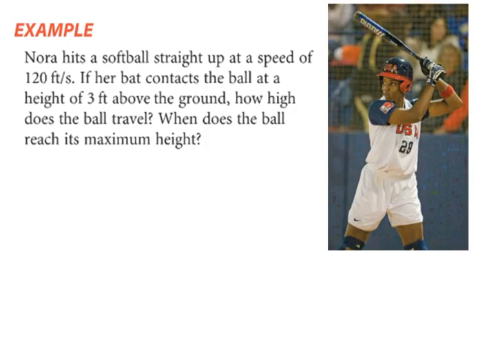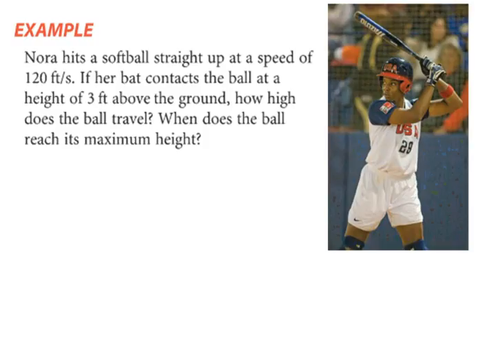All right, here's our example. Nora hits a softball straight up at a speed of 120 feet per second. If her bat contacts the ball at a height of 3 feet above the ground, how high does the ball travel? When does the ball reach its maximum height?